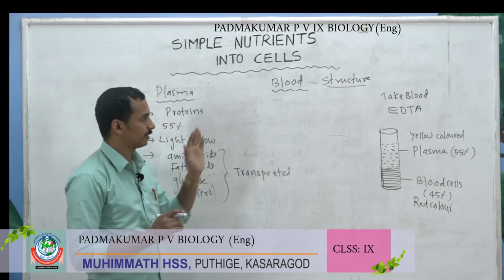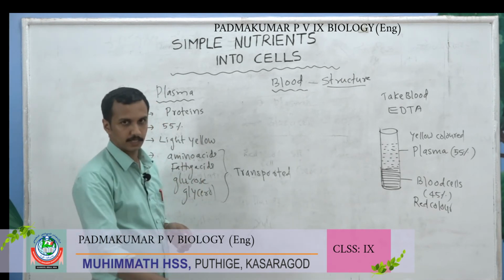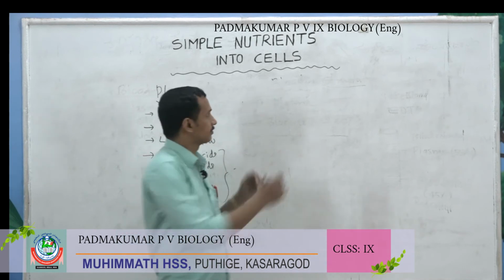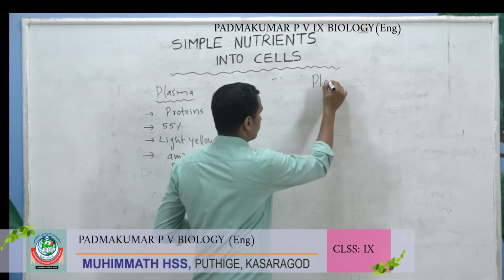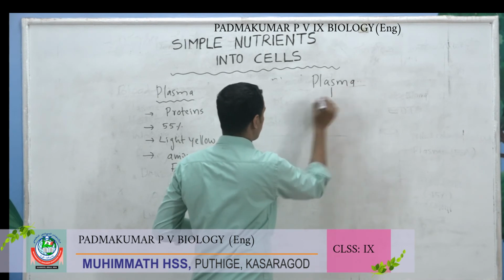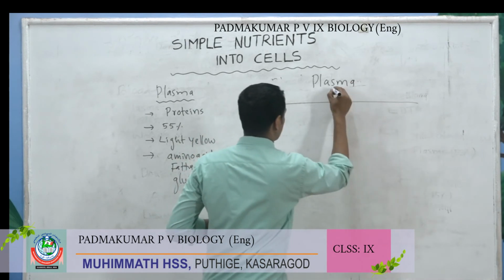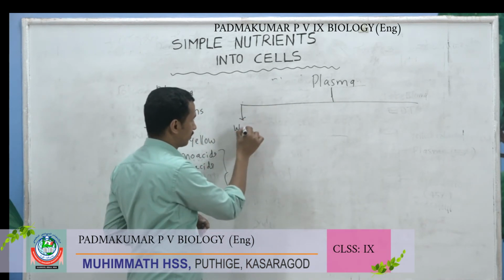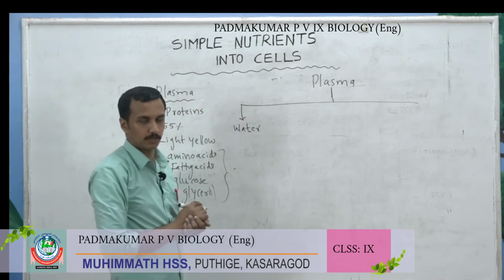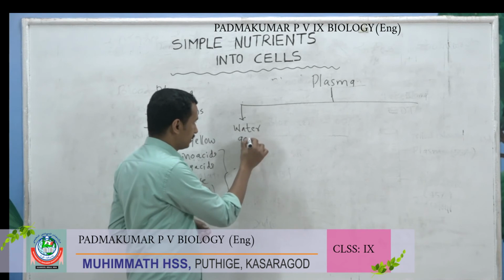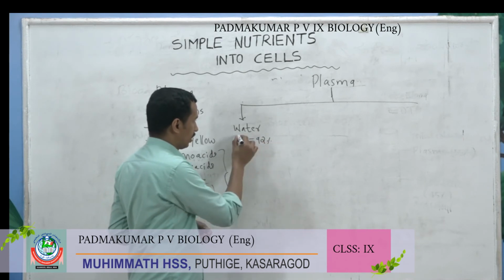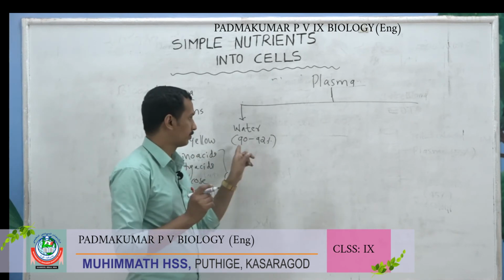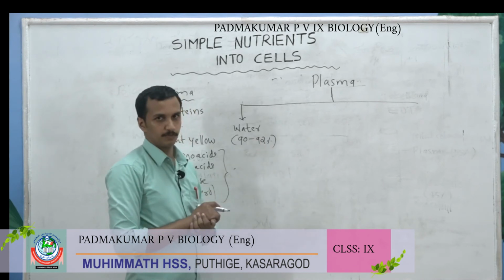So components of plasma, we have to draw a chart. Listen here. First we have to write here, plasma. Then our plasma contains different types of components. First component is known as water. Around 90 to 92% of blood plasma is composed of water.